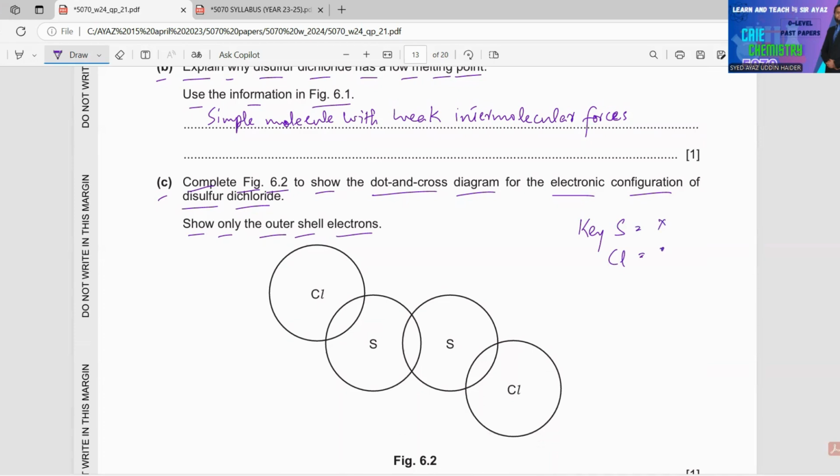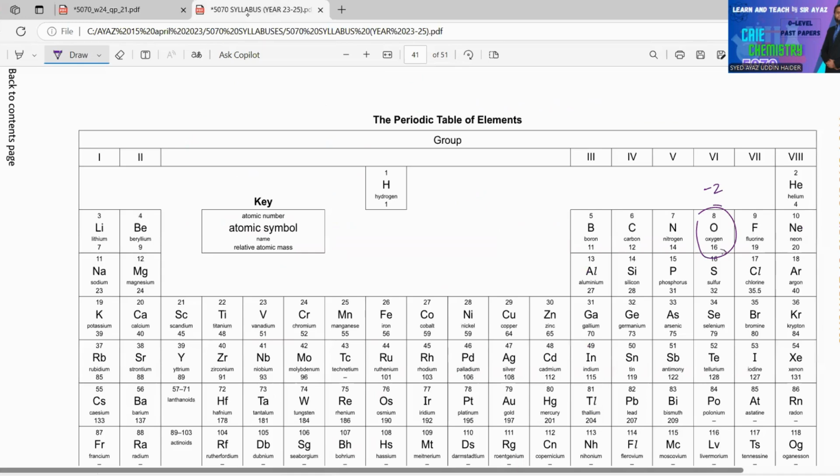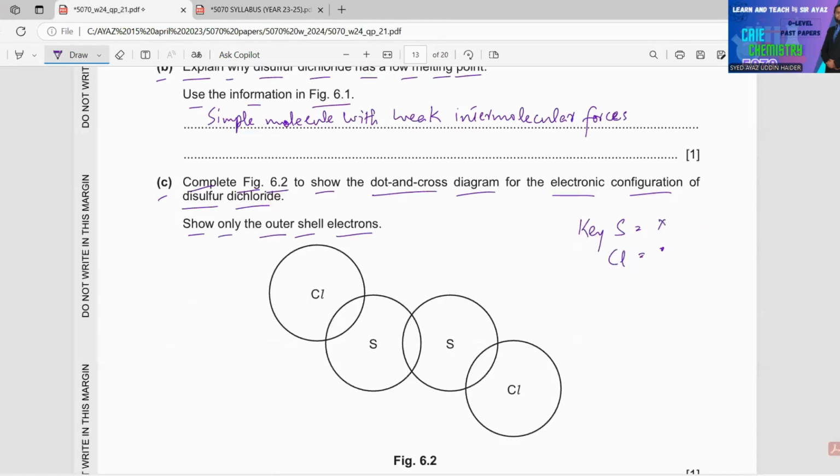Now, let's look at the position of sulfur and chlorine. In the periodic table, sulfur is present in group 6, which means it contains 6 valence electrons. Chlorine is present in group 7, which means it contains 7 valence electrons. Each sulfur atom needs 2 electrons to complete their valence shells. So, both of these sulfur atoms will share 2 electrons with the other atoms. In this case, each sulfur atom will be sharing one of their 2 electrons with each other, and one with a chlorine atom.